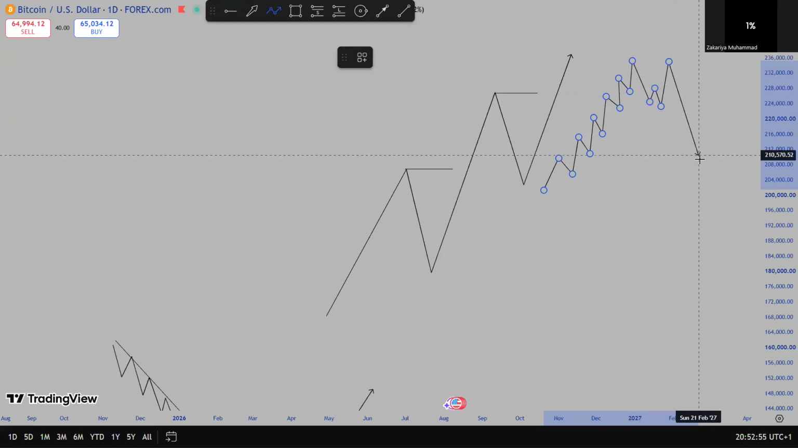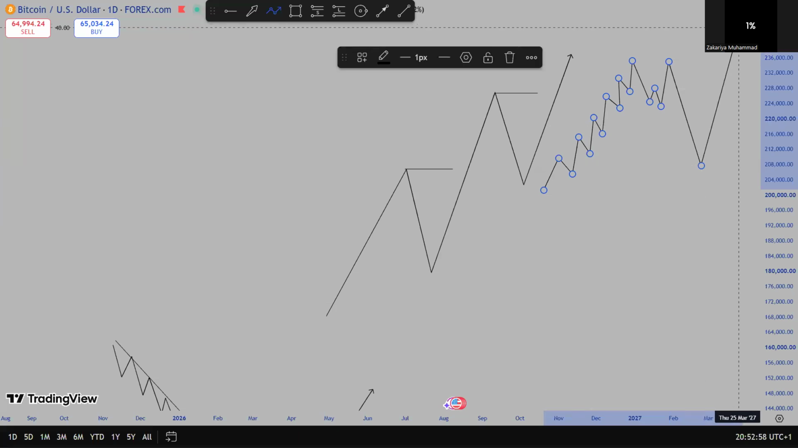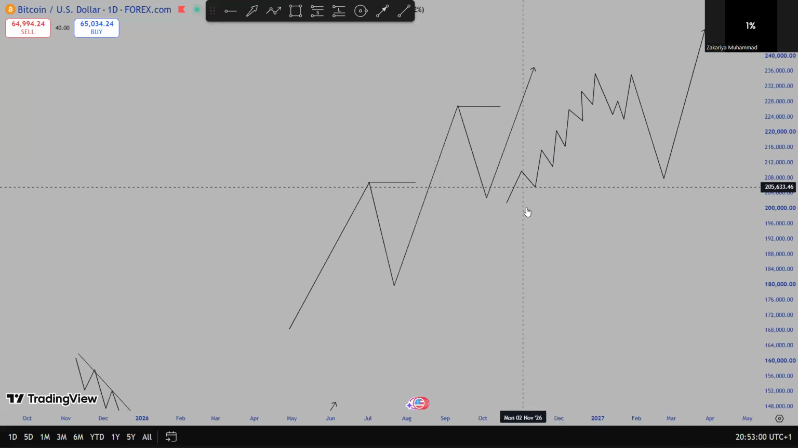Before we say, okay, this is a corrective move, we correct the move, and then we continue going to the higher time frame structure, which is bullish. So how do we even do that? How do we even clarify that? That's why we have to use different time frames. That's what is called multi-time frame analysis.